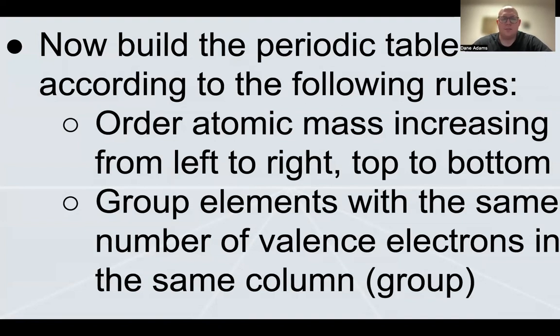But he also grouped elements with similar properties in the same column. And what he found was that there were gaps in his periodic table of elements that had not yet been discovered. And later they would be discovered. And they fit in his periodic table exactly where he predicted they would be. And they had properties that he predicted they would have because he knew that elements in the same column should have similar properties.